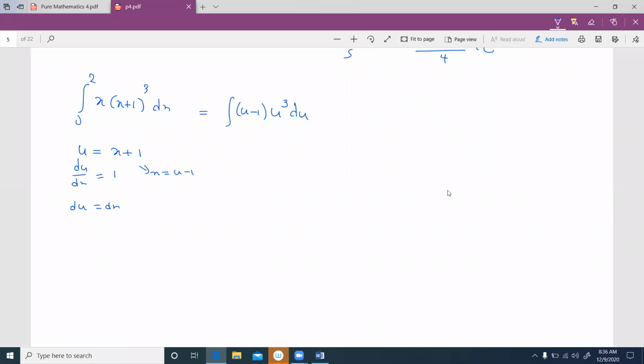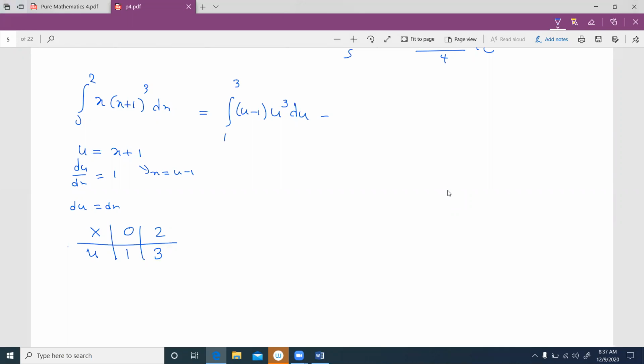Then there's another fact. You can understand that these two boundaries are there for x. Therefore, you have to change the boundaries as well. The boundaries for x are 0 and 2. Now, if you work out the u answers, if you put 0 here, the answer is 1, and if you put 2 here, the answer is 3. So you can put 1 and 3.